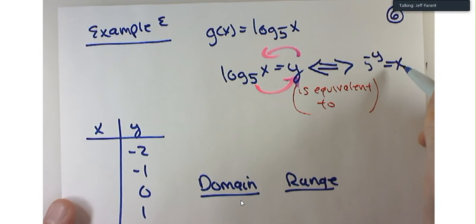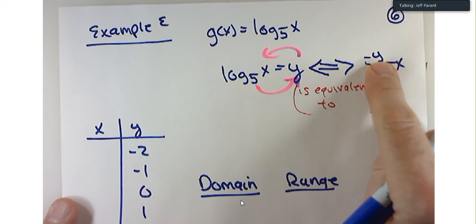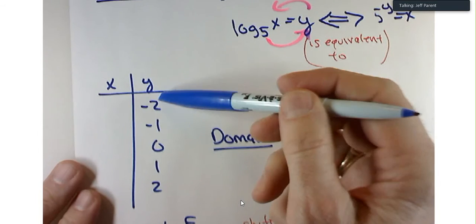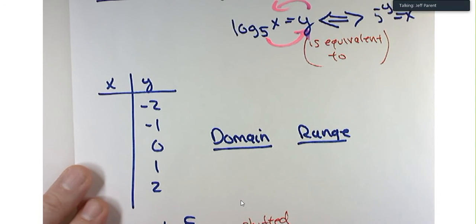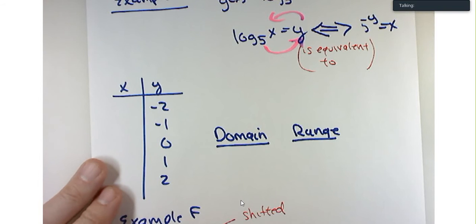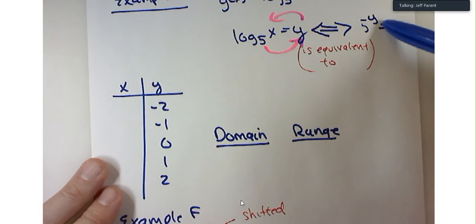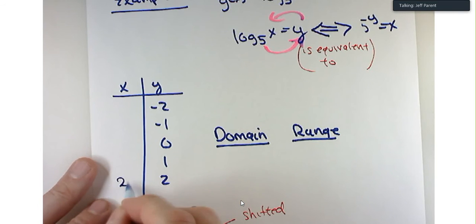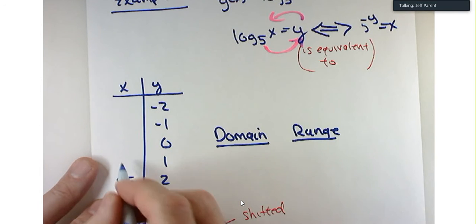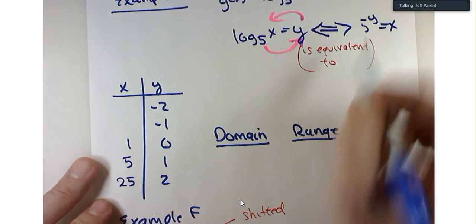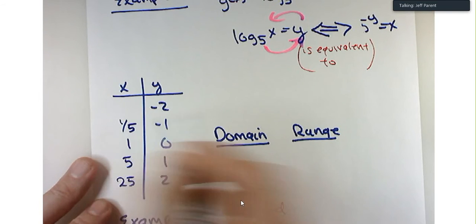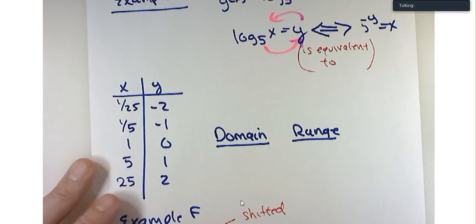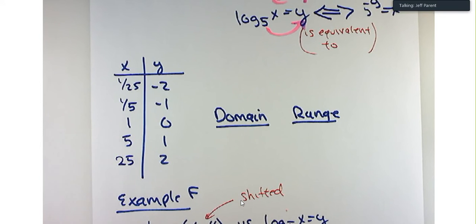Now, since we don't have y solved for, but we've got x solved for, we can flip things around. I'll plug in values for y and get values for x. So for instance, 5 squared is 25. 5 to the first power is 5. 5 to the 0, 5 to the -1, and 5 to the -2. Those would be your points.